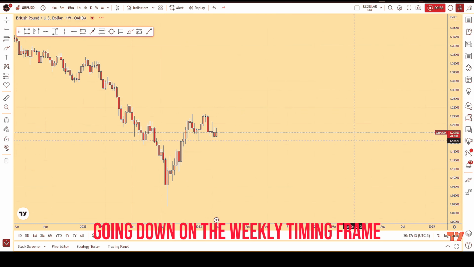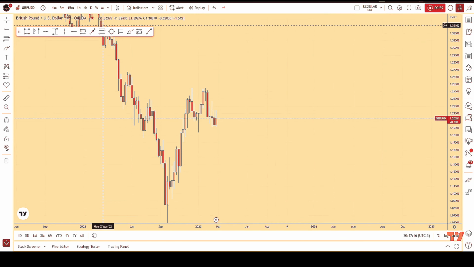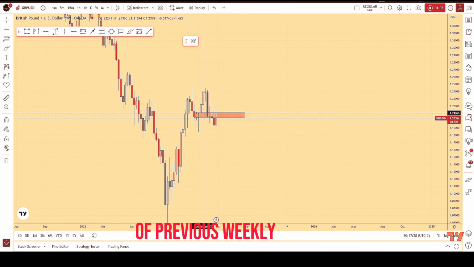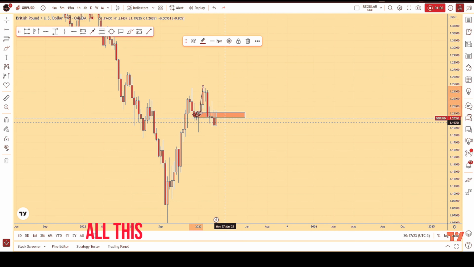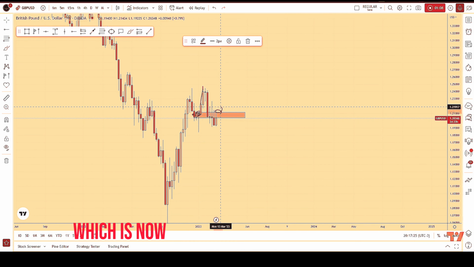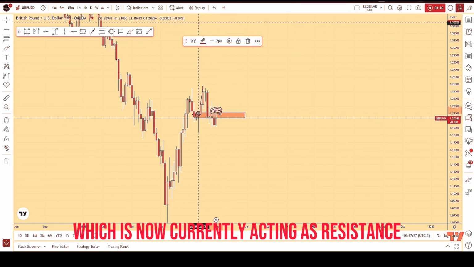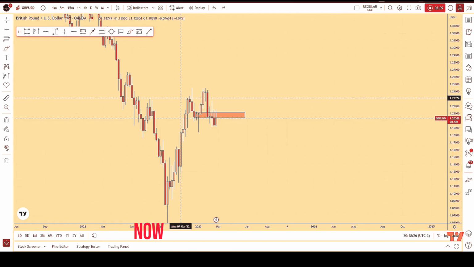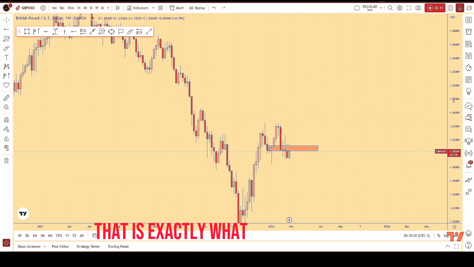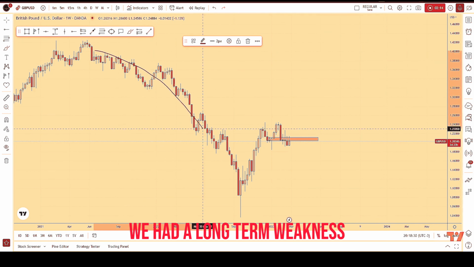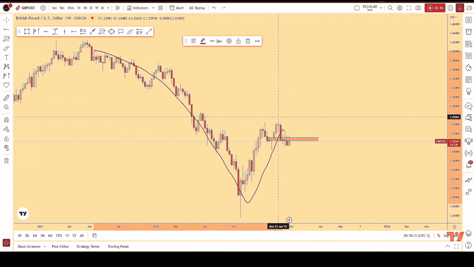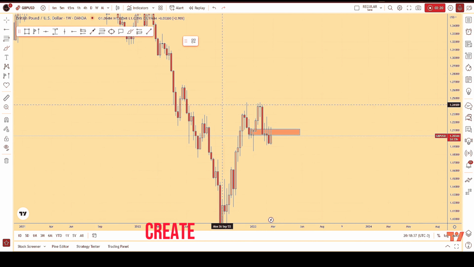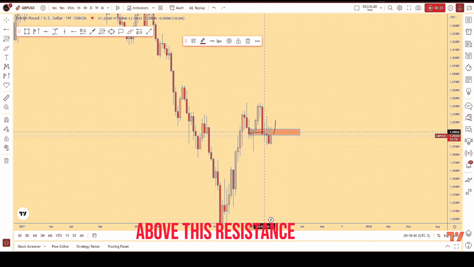Going down on the weekly time frame, what do we have? Now here on the weekly, we have a market which at the moment is testing a quite strong area of previous weekly support. In fact, from here, all this move to the upside was created, which is now currently acting as resistance. Now, before we continue with our analysis, going down on the daily time frame, what we can see here is that is exactly what has been going on. We had a long-term weakness, however, short-term strength. Now, this potential short-term strength could make the market create a potential break above this resistance level.